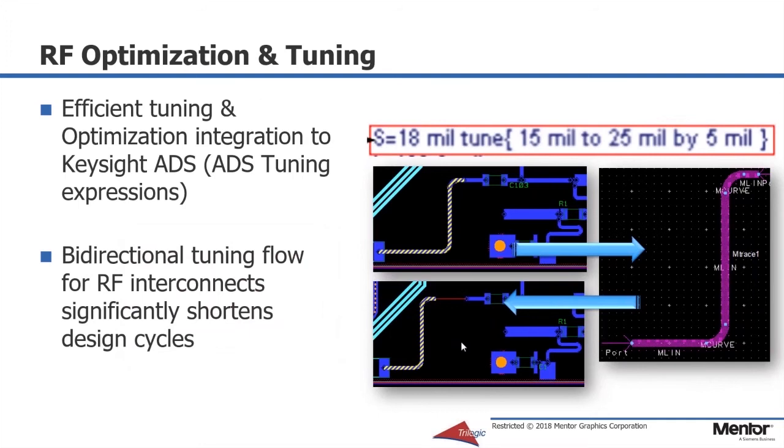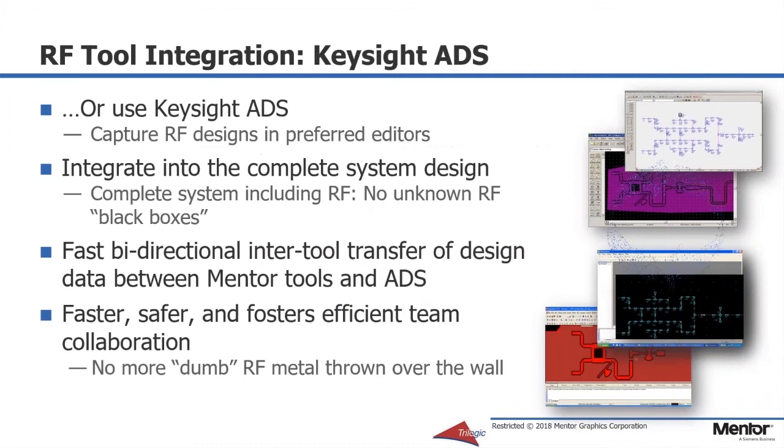For example, integration to Keysight ADS simplifies the process of tuning and optimization. The design cycle can be significantly shortened with this bidirectional tuning flow for RF interconnects. This integration allows the matching of libraries between Keysight ADS and the designer layout environment. Designs can be done in either flow and then transferred to the other flow with a bidirectional interface, resulting in a faster and safer design process and fostering efficient team collaboration.